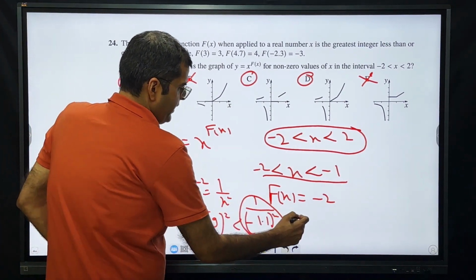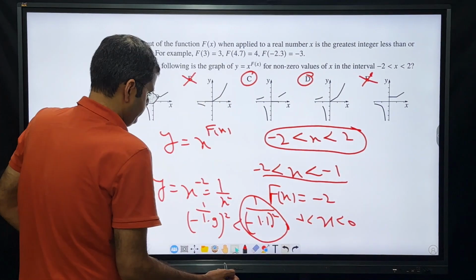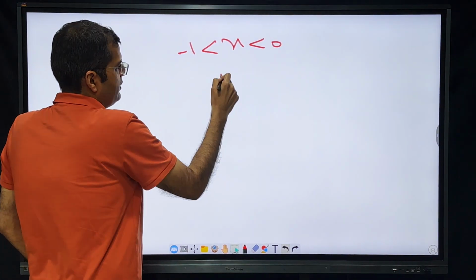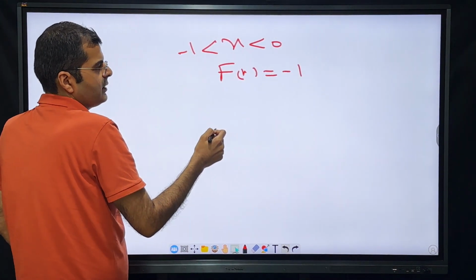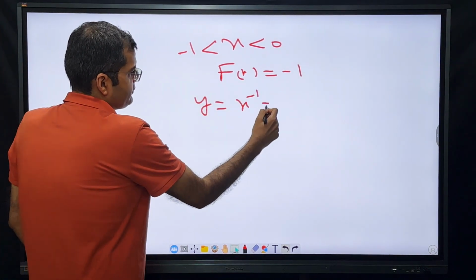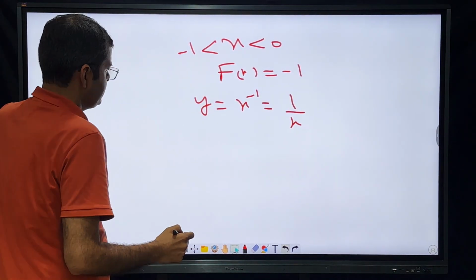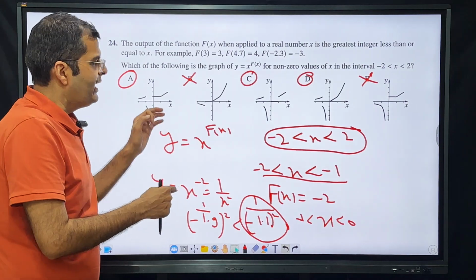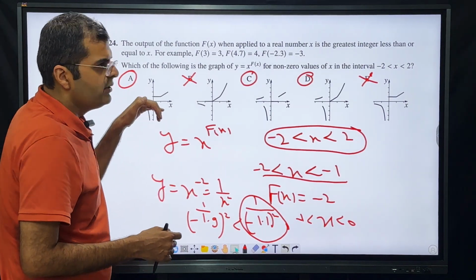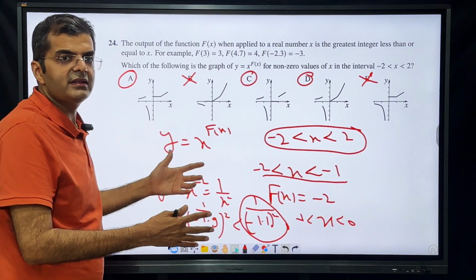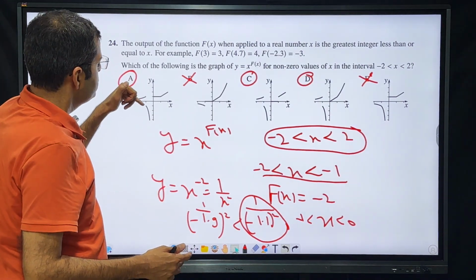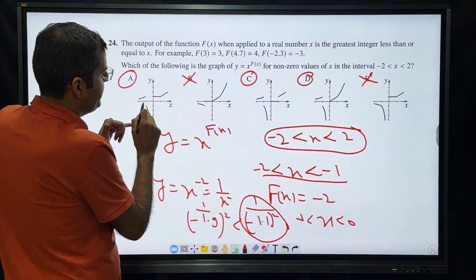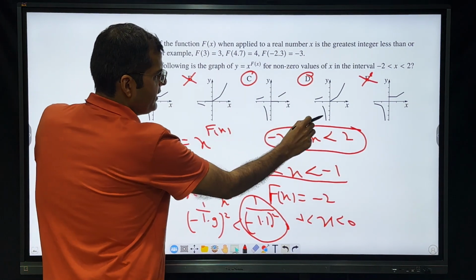minus 1 and 0? When x lies between minus 1 and 0, f of x becomes minus 1. So the function becomes x raised to minus 1, which is 1 by x. If it is 1 by x, the function has to go down like this, because as x approaches 0 from the negative side, 1 by x approaches negative infinity. So here, as x approaches 0, it is going towards negative infinity. Here it is going to negative infinity. Here also it's going to negative infinity.